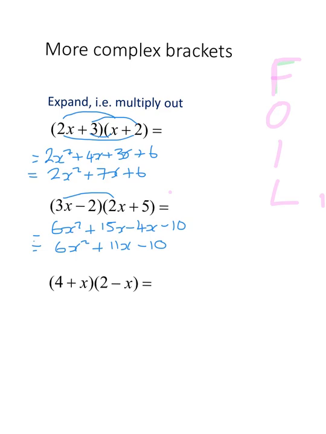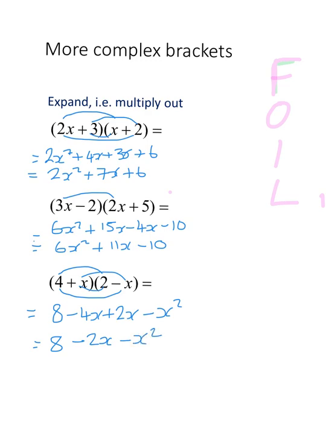And in the final one, it doesn't matter about where your x's are in the brackets, just follow the same principle. So two first terms will give us 8, two outer terms minus 4x, two inner terms plus 2x, and the two last terms minus x squared. So that will give us 8 minus 2x minus x squared. So there are three answers. Work methodically, check each thing you're doing and watch your signs.